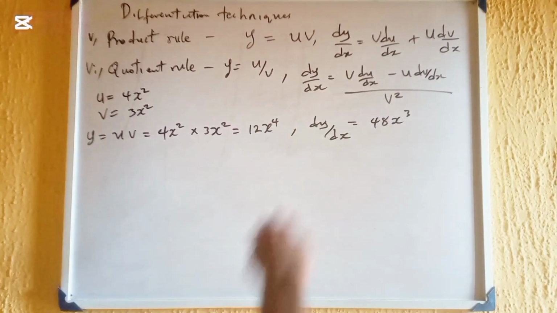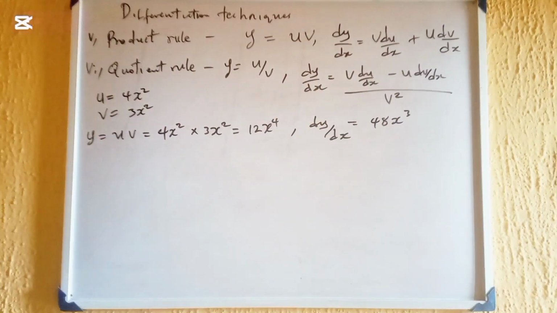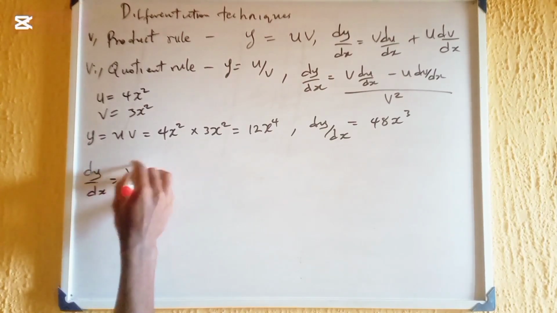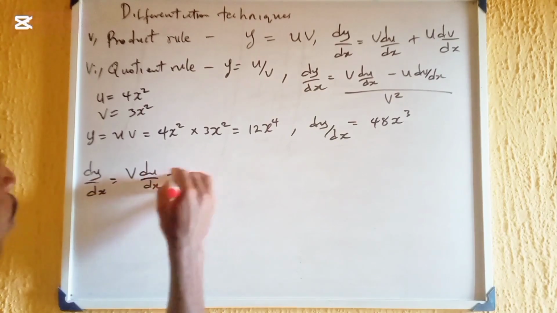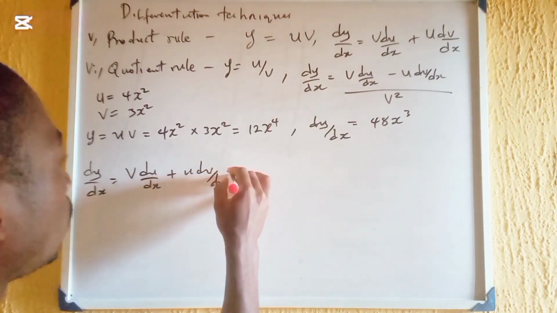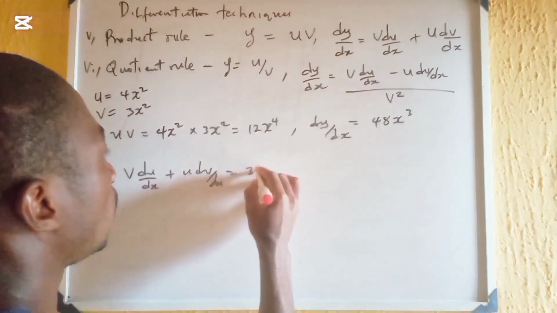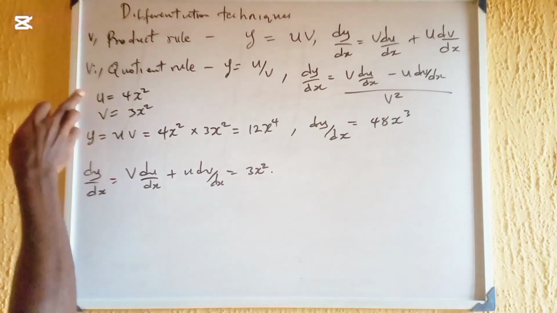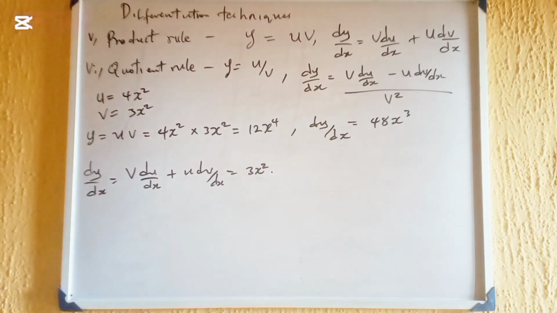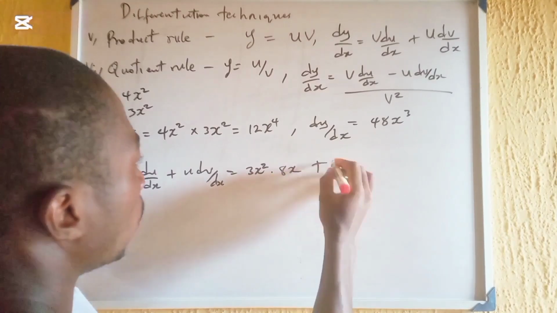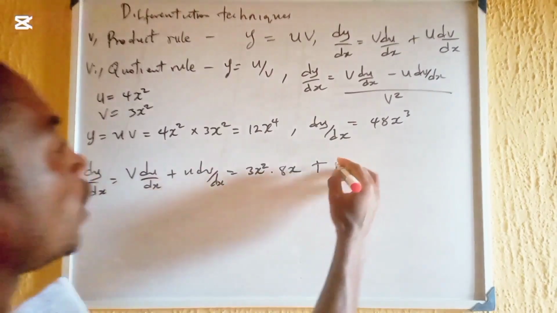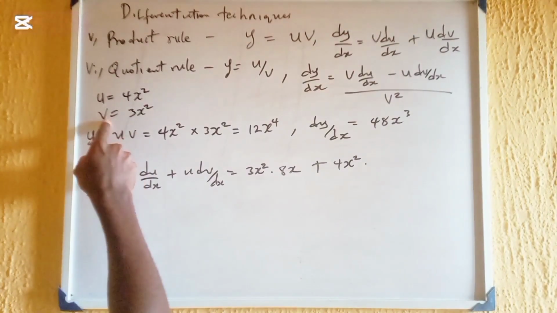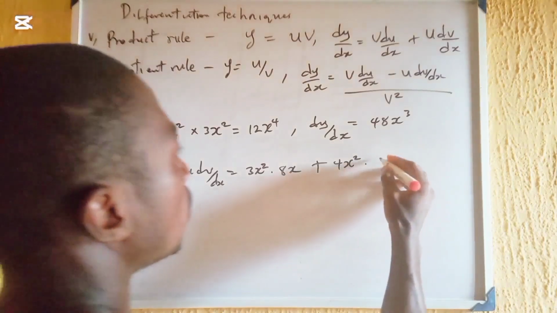So by using this rule, I want to see if we will get the same result. So here we have dy/dx is equal to v du/dx plus u dv/dx. And what is our v? Our v is 3x squared into, what was our du/dx? When you differentiate u with respect to x, you'll be having 8x. Then plus u, what was our u? 4x squared into, when you differentiate v with respect to x, you'll be having 6x.